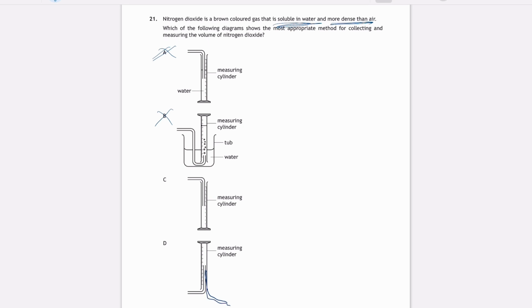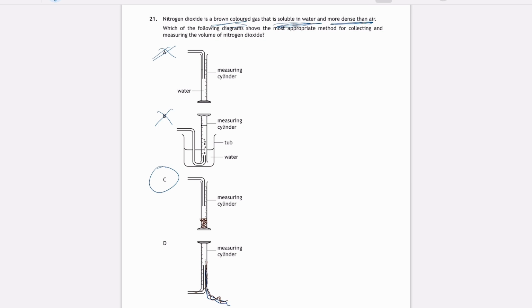Whereas C, it will fall, but it will stay down the bottom, and it is actually a brown gas, so you would actually be able to see it. I don't know if this one's brown, I think it might be, or maybe it's black, not sure. Anyway, it would sit in there. But in D, if it even made it up the tube, it would end up falling out again. Okay, so the one you have to pick here is C.